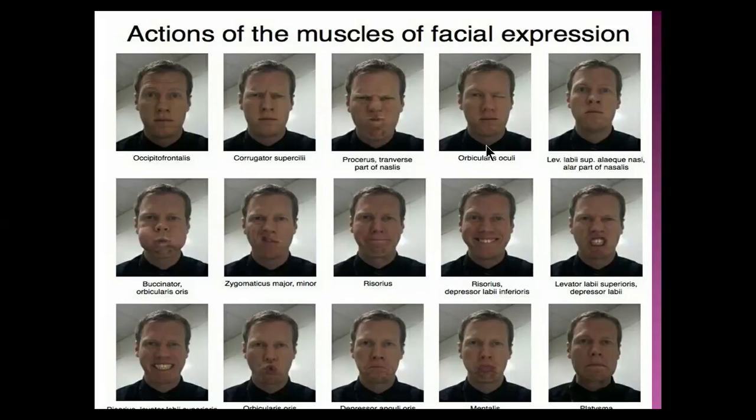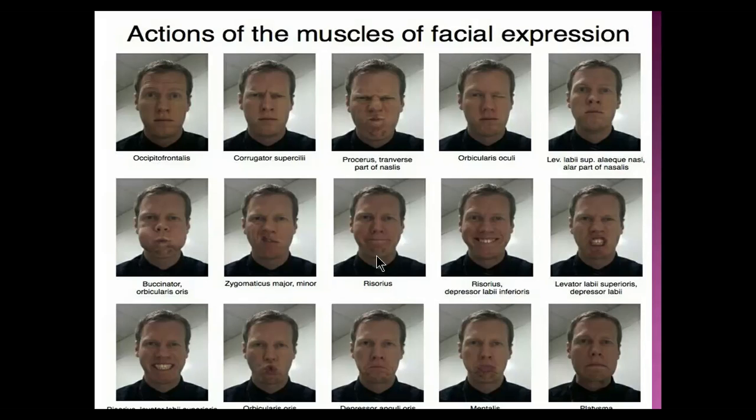Orbicularis oculi, so you can blink your eyes. You can blink both the eyes together, or you can blink one at a time. And levator labii superioris alaeque nasi. The contraction of this muscle will flare up your nostrils. Buccinator, I told you, the trumpeter's muscle, you can blow air. Zygomaticus major, zygomaticus minor, all this will be there.